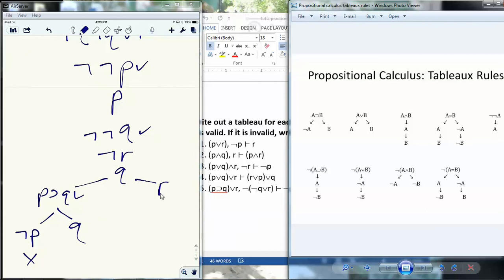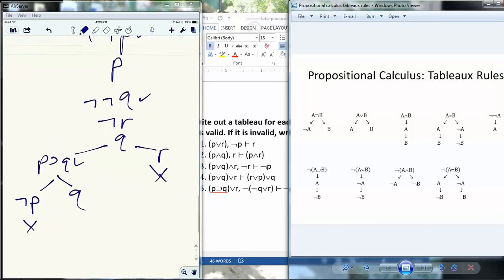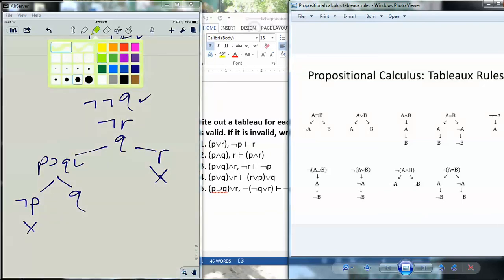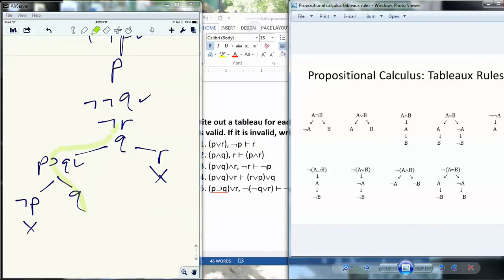I see this other branch over here. If I'd like to, I could check it, but it doesn't really do anything for me. I can do it really quickly though. R contradicts not R, right? So that branch closes. But at least one of these things is open. So that means we're going to have at least one branch, and this is the branch I'm going to use. At least one branch. That means it's invalid.